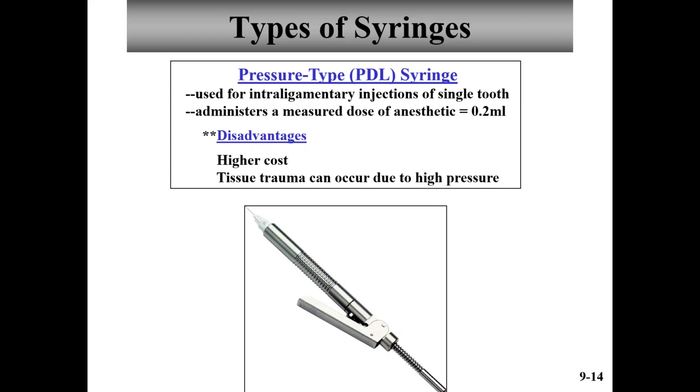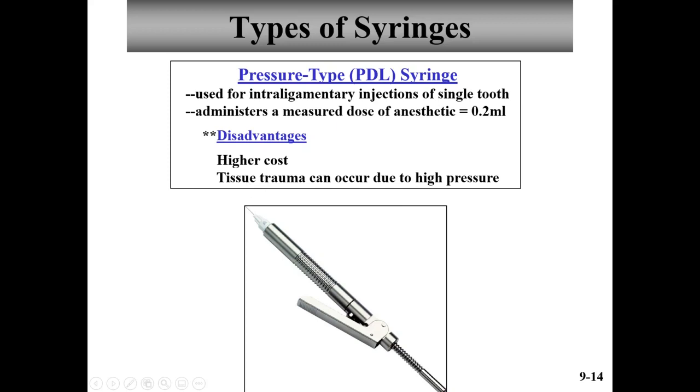And then you deliver just a little bit of local anesthetic. It will anesthetize a single tooth. It's difficult to deliver the anesthetic because it's so tight, and a PDL syringe will administer 0.2 mLs with a squeeze of this trigger. And it just clicks, and usually a couple of clicks, and you'll have enough anesthetic to anesthetize that tooth. It is under a lot of pressure, and it can cause tissue trauma.